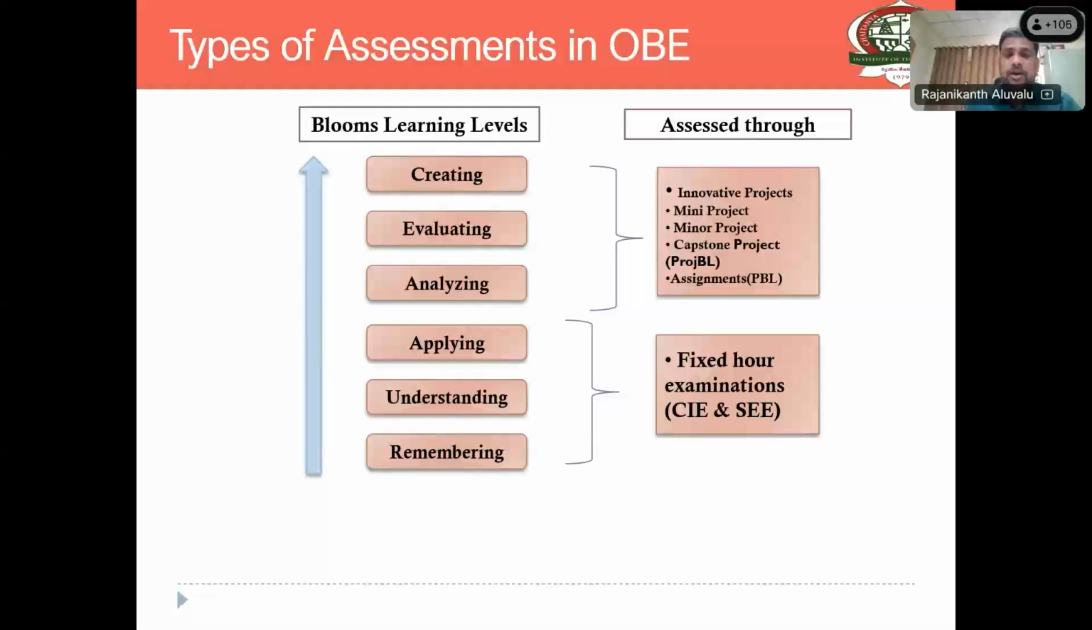So for evaluating the student learning for the higher levels of the Bloom's, we have to give problem-based learning assignments, capstone projects, minor projects, mini projects, innovative projects, and some hands-on assignments or assessments. So this is how, when you have a course outcome and the course outcome talks about a particular Bloom's level, based on that particular Bloom's level we have to choose a kind of assessment.